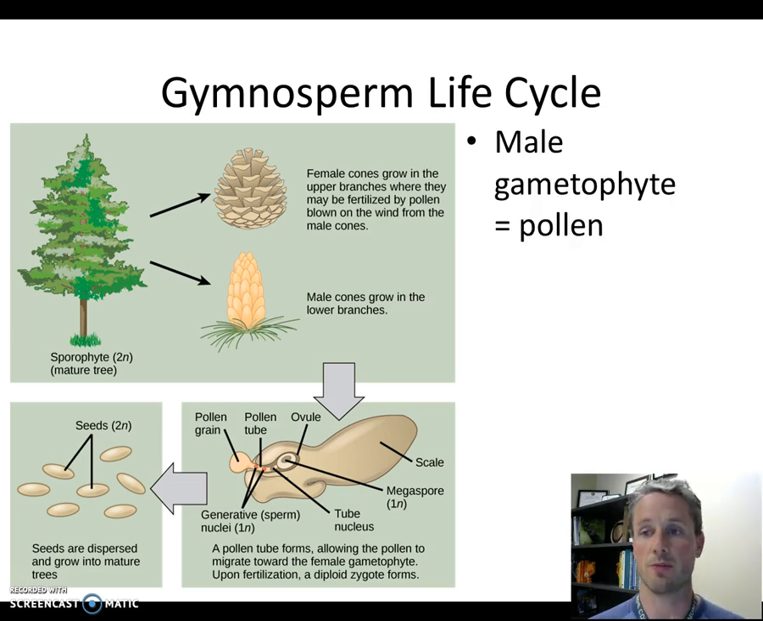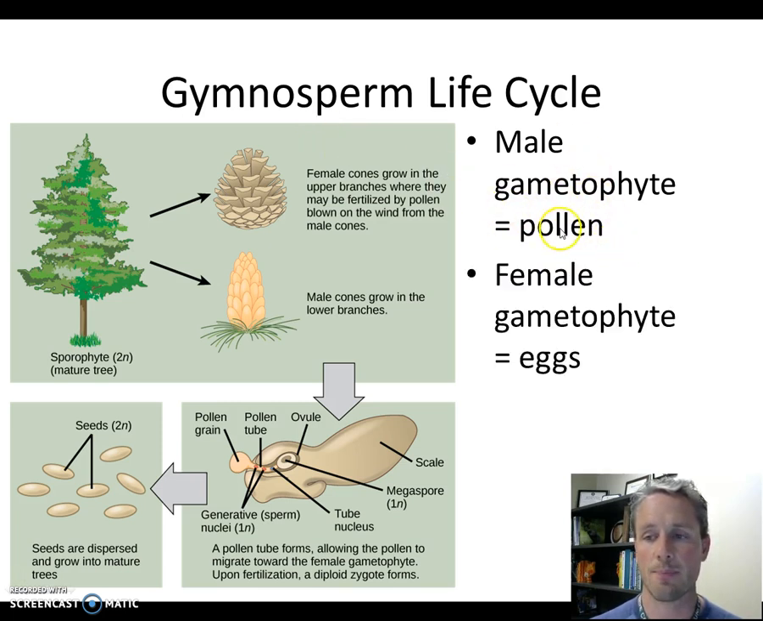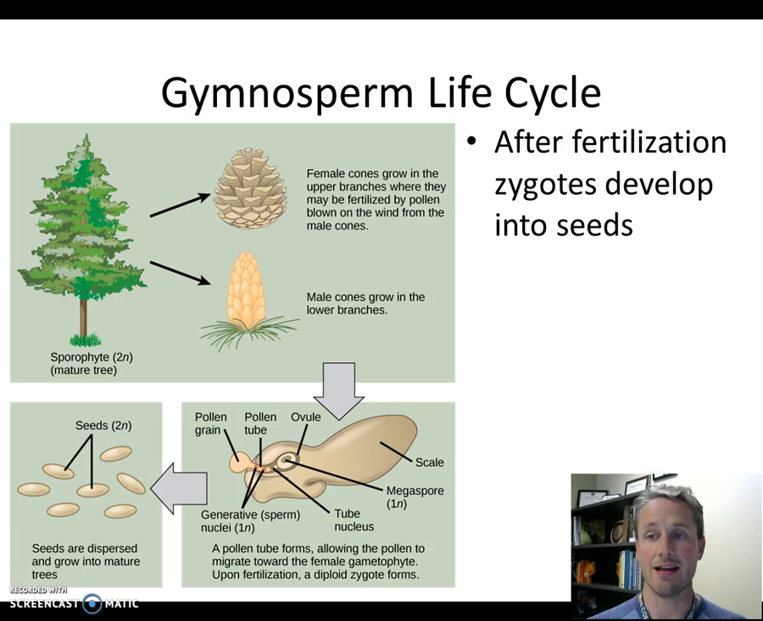Let's see, what else about gymnosperms? The gametophytes have a new identity. So the male gametophyte in gymnosperms is a pollen grain. So we'll be thinking about that. And the female gametophyte is an egg. So some cones produce eggs, the female cones produce eggs, and the male cones produce pollen. Pollen is used to transport over to the egg, they fertilize, and in gymnosperms, the zygotes develop into seeds.